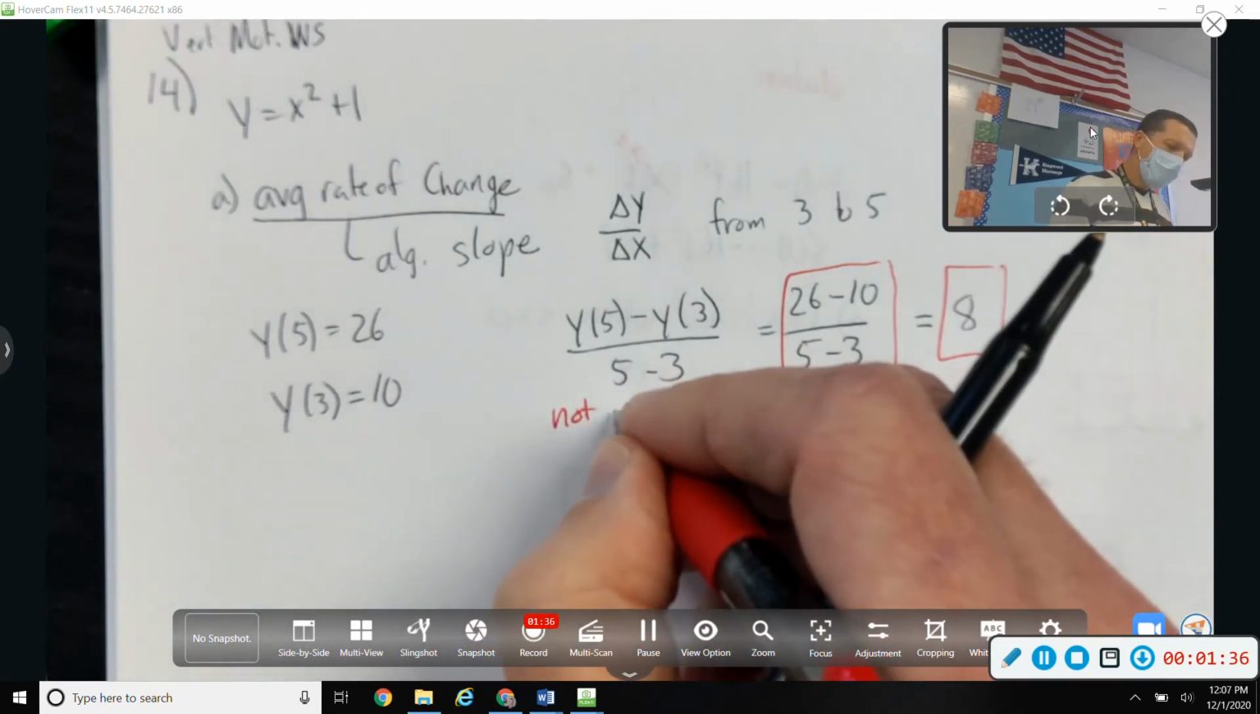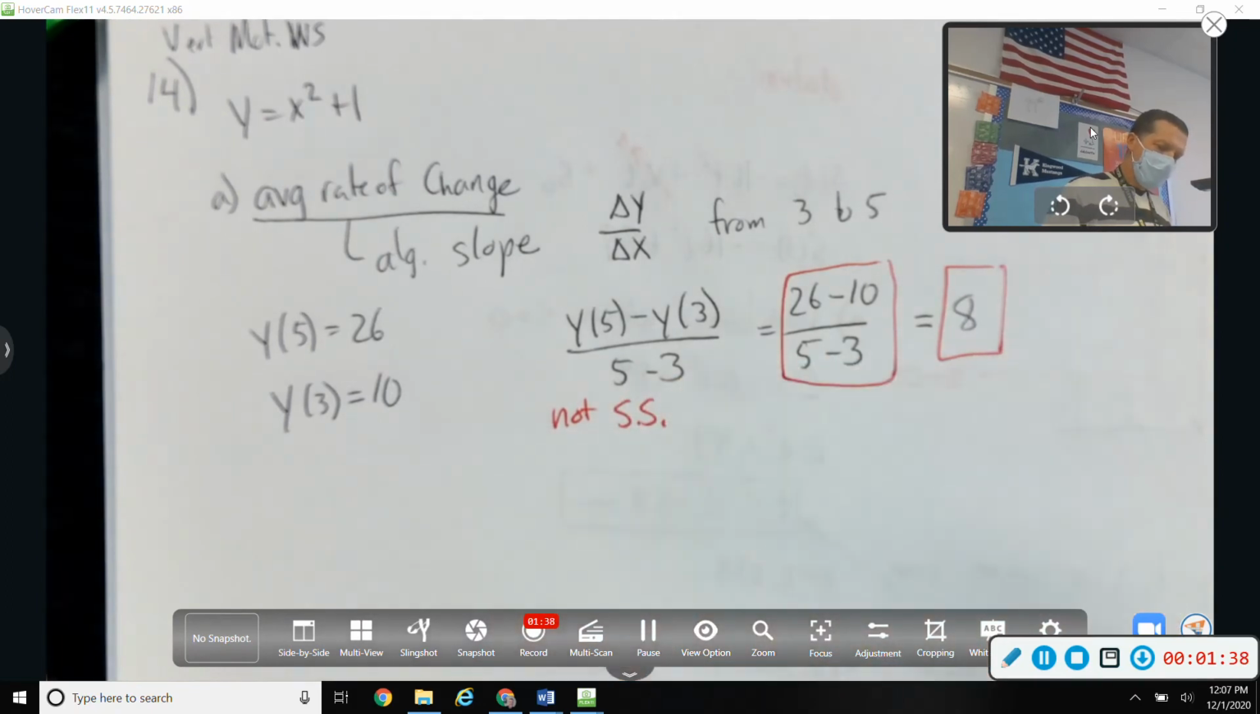This one would be not a safe stop, right? Because you got to evaluate what y of 5 and y of 3 are.